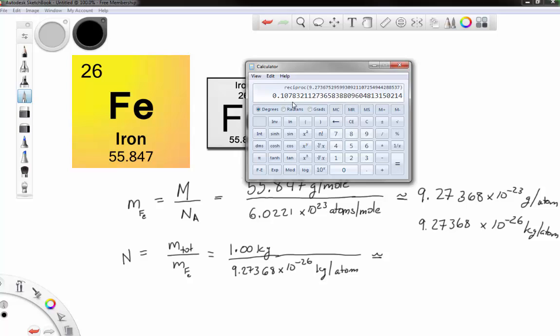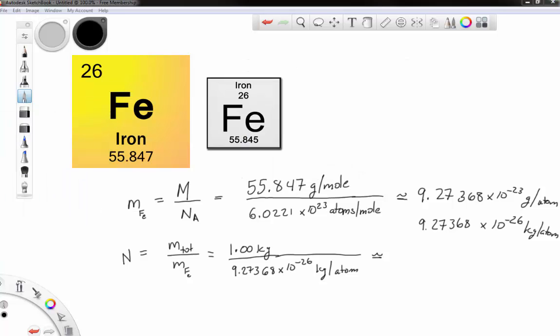So you get this number times 10 to the minus 26, divided by 10 to the minus 26, which is the same as times 10 to the plus 26. So this number basically is 1.07873, and that can be times 10 to the 25 atoms.